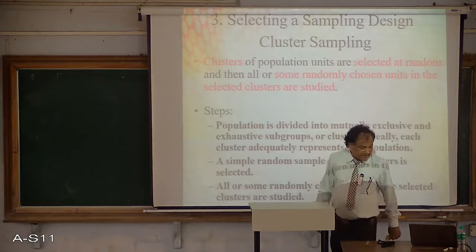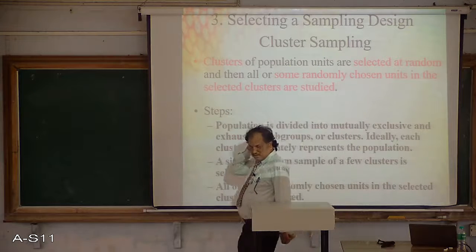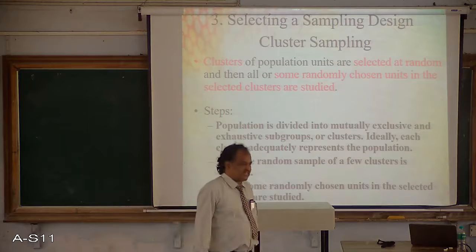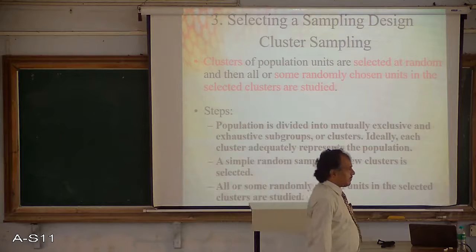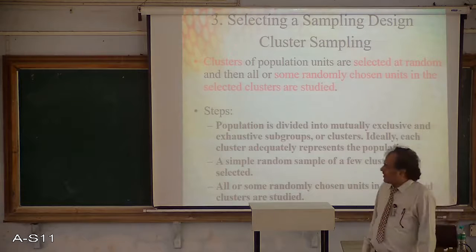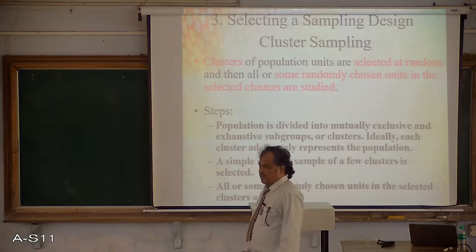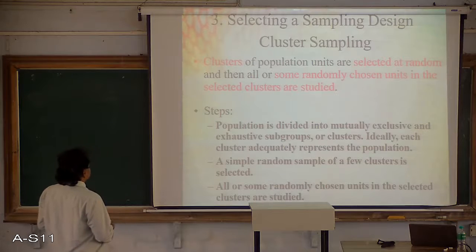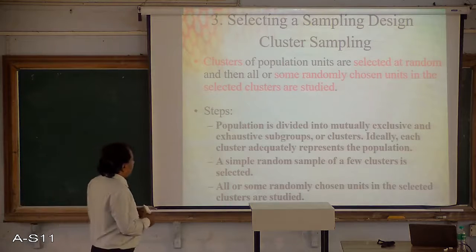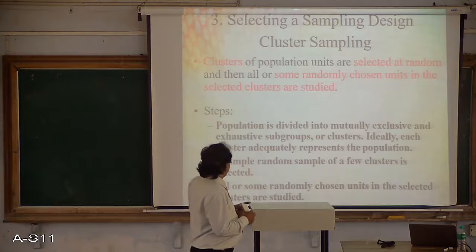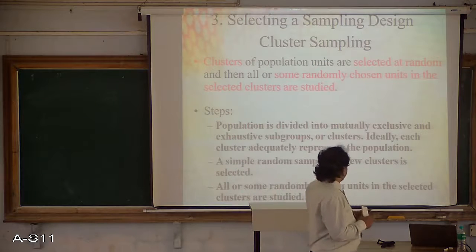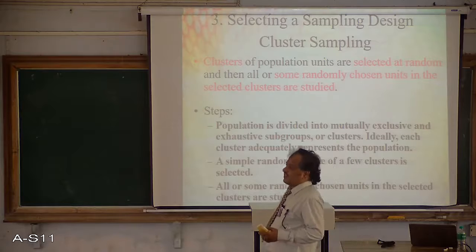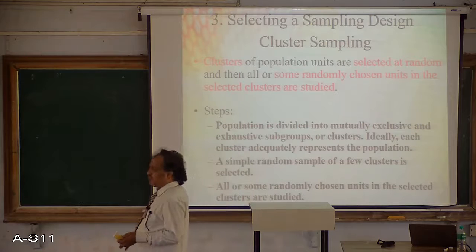Next, we have the fourth type. First type was simple random sampling, second type was systematic sampling, third type stratified sampling, and the fourth type of probability sampling design is cluster sampling. That is, clusters of population units are selected at random, and then all or some randomly chosen units in the selected clusters are studied. Here it is totally opposite to stratified sampling.